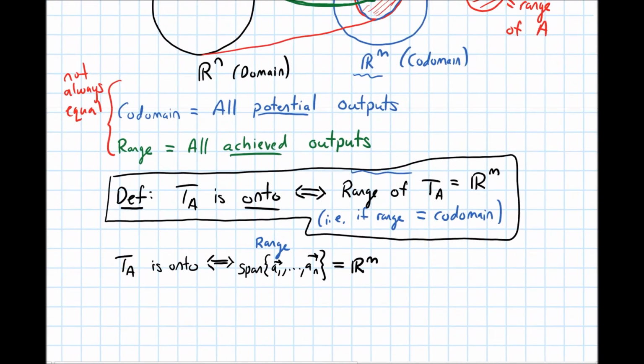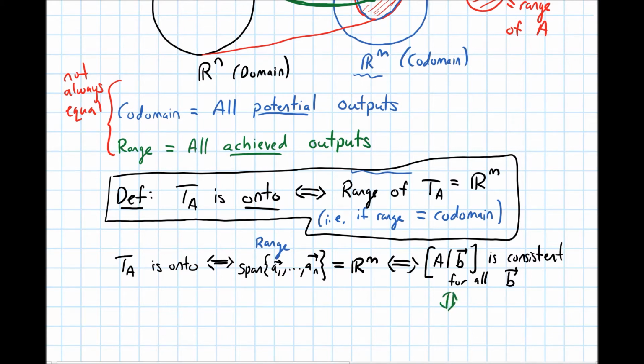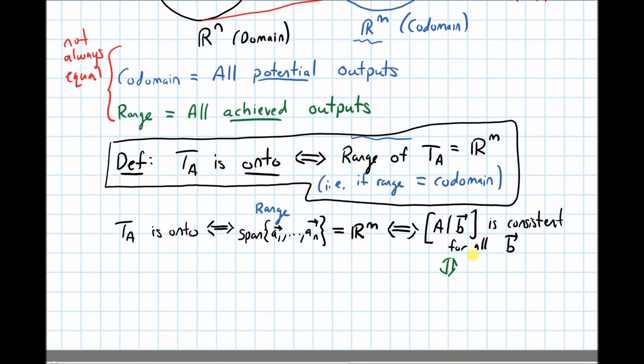Okay, so when does this happen? When does the span of a bunch of vectors equal all of Rm? So that we have seen before. This happens if and only if, when we form an augmented matrix with A augmented with B, this is consistent for all vectors B. So that we have seen before. And when does that happen? When is this augmented matrix going to be consistent no matter what B is? Well, that happens if and only if.